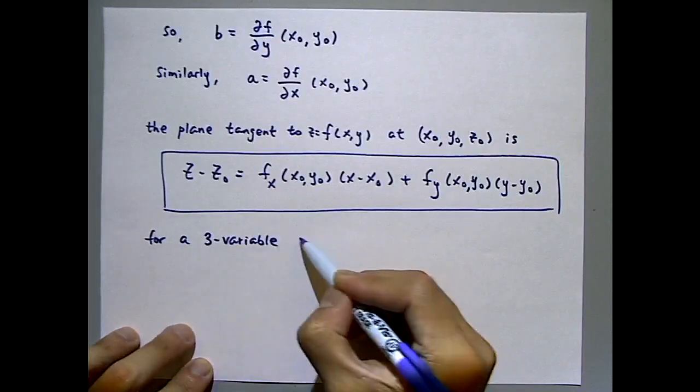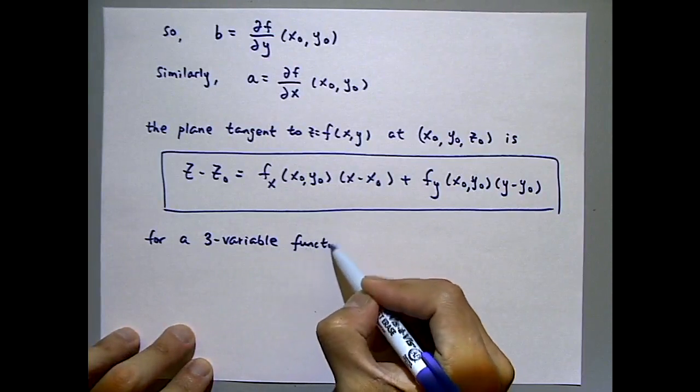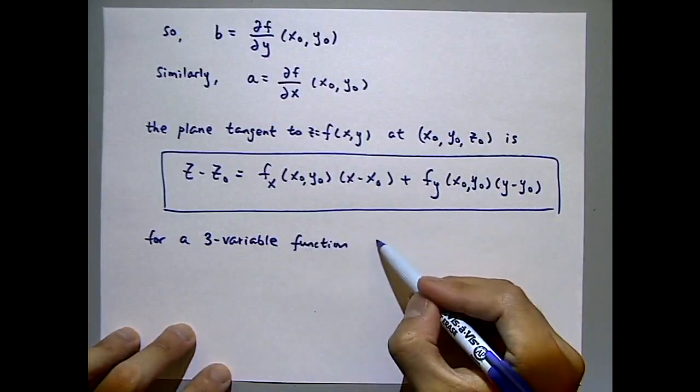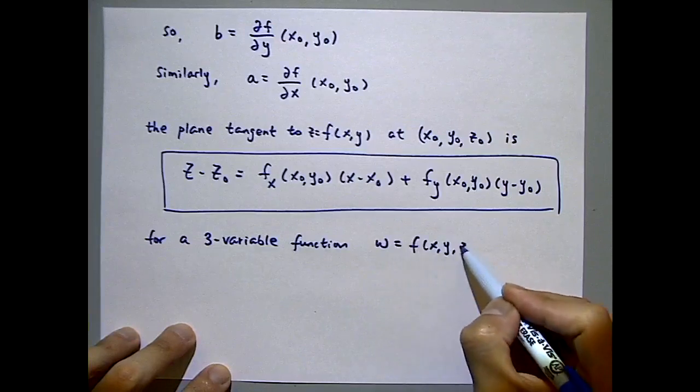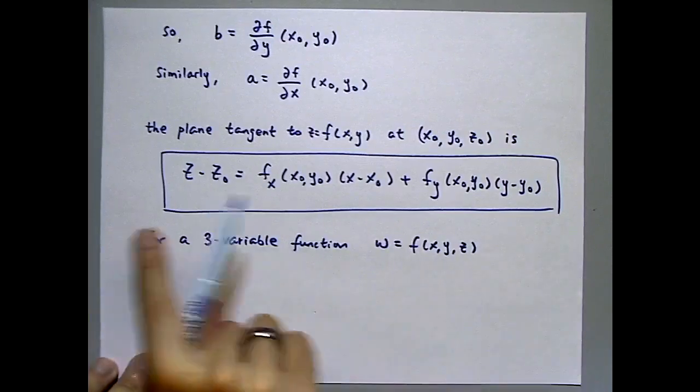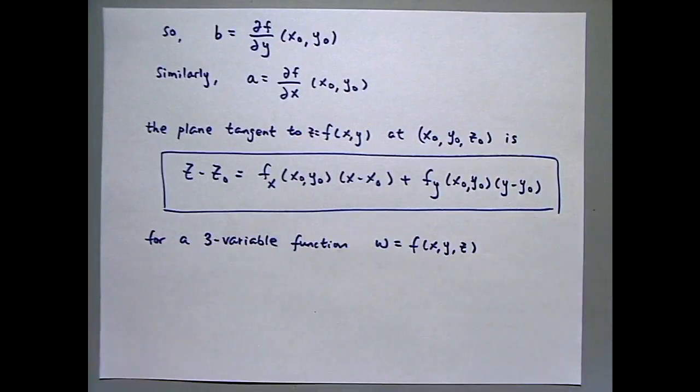For a three-variable function, let's say w is f of x, y, z. This is now a four-dimensional shape. We can't picture that, we can't sketch that, but we can still mathematically form a plane at that point. Now physically what that plane means is a different story, but we could do it.